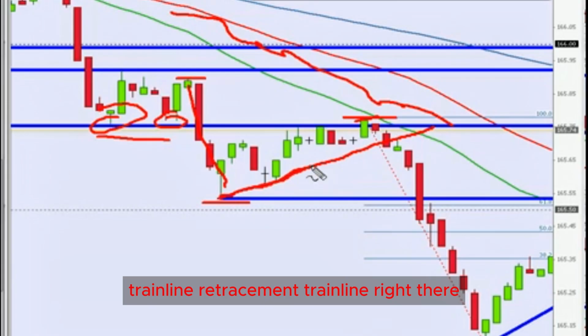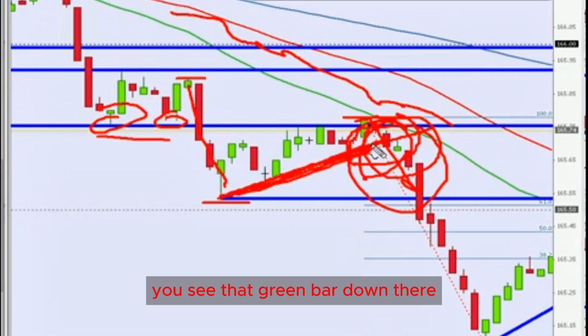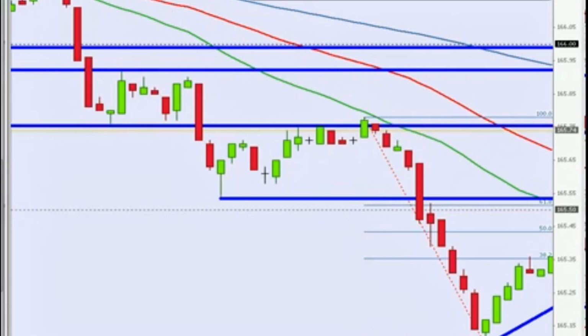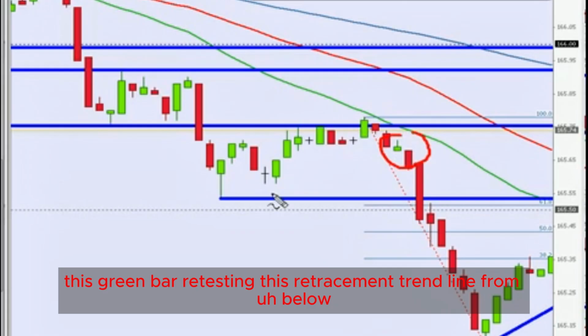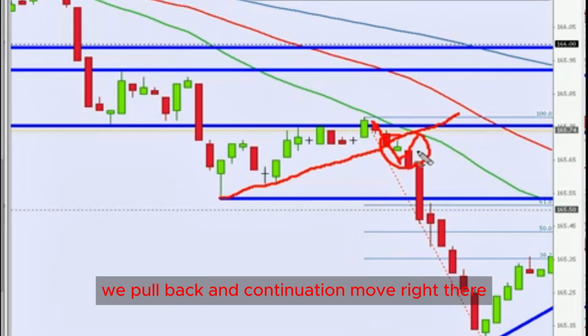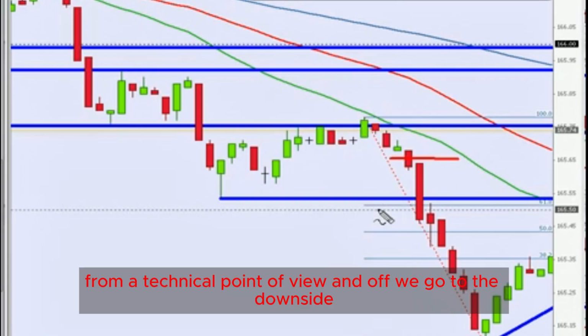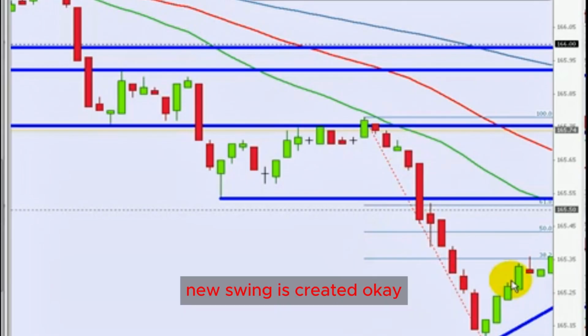Retracement trend line right there breaks to the downside with a 1-bar pullback. You see that green bar down there? This green bar is retesting this retracement trend line from below. We break down, we pull back, and continuation move. Right there, a valid short entry from a technical point of view. And off we go to the downside. A new swing is created, okay?